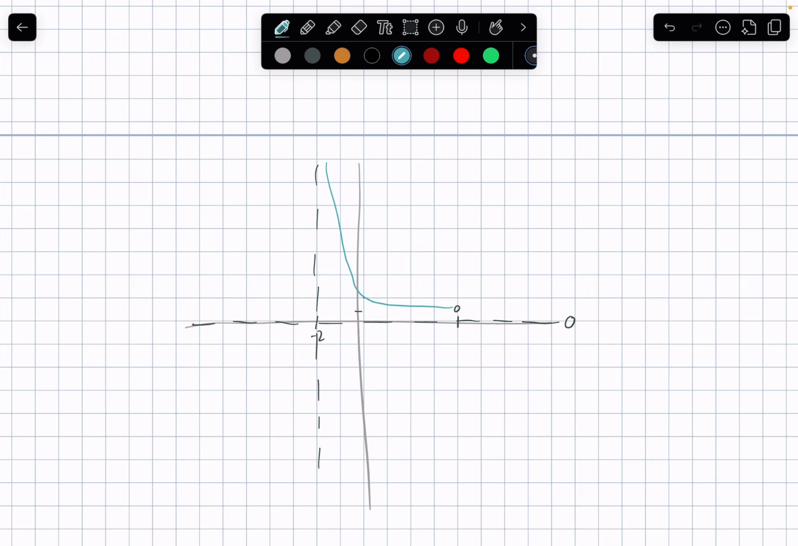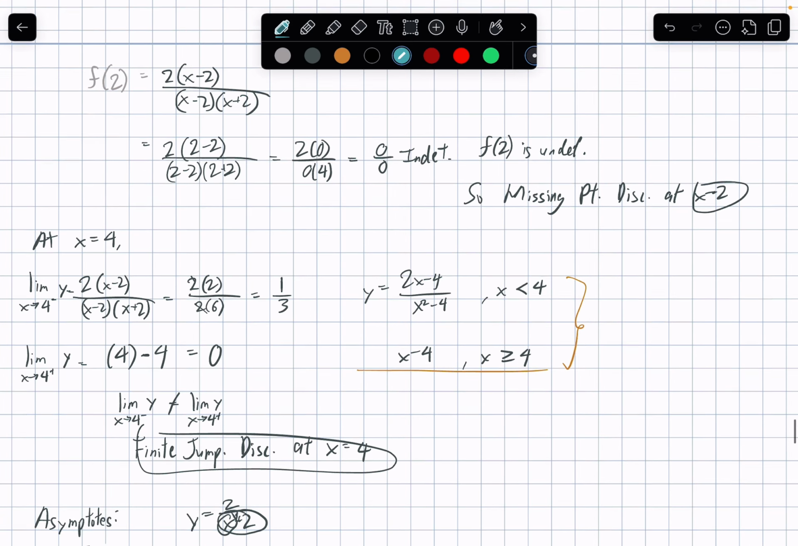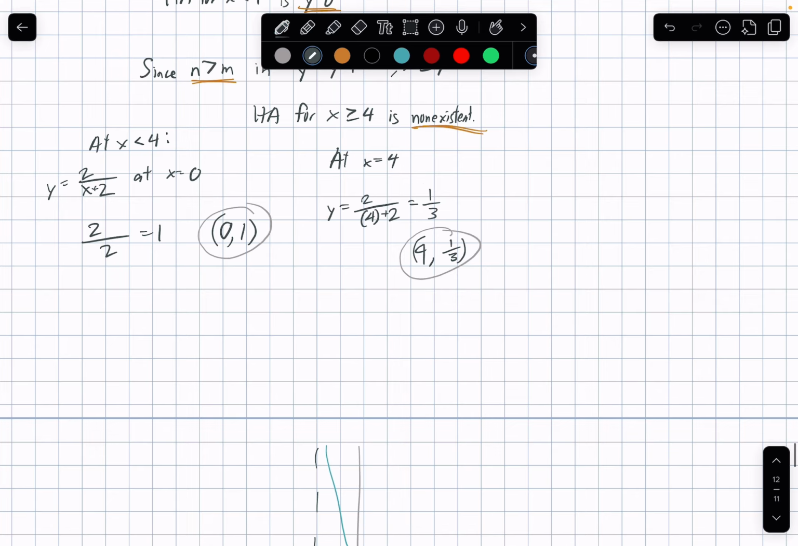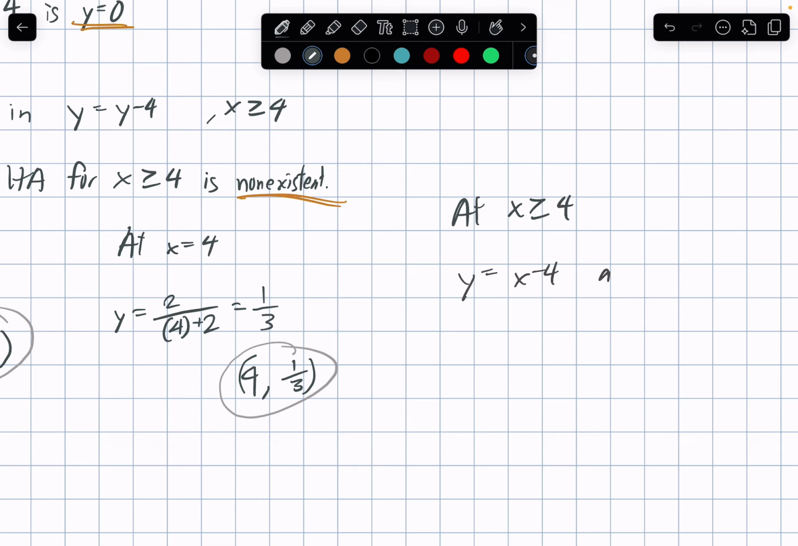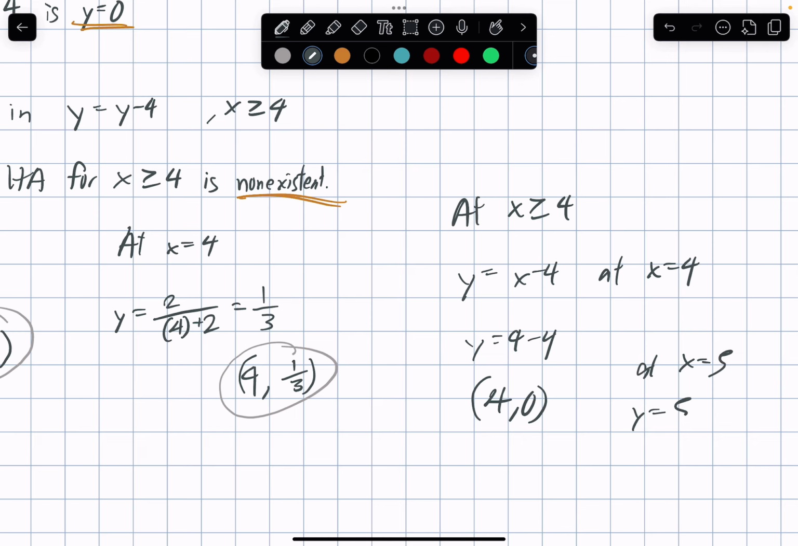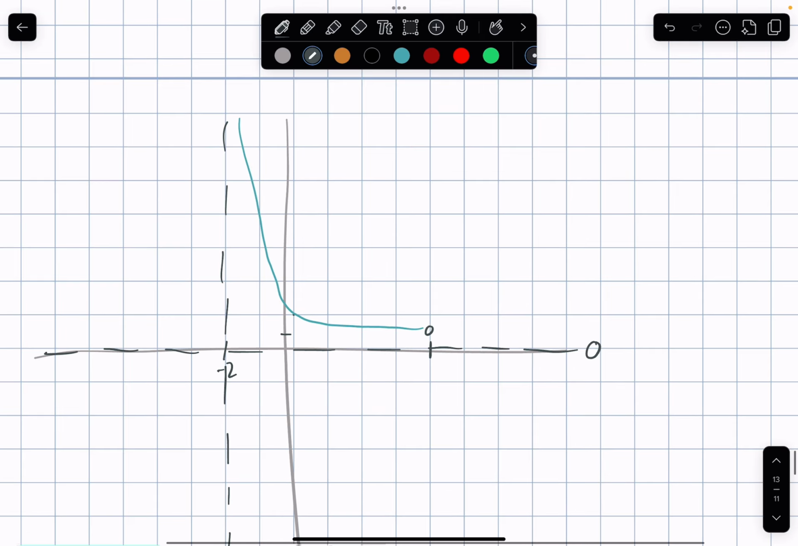And then, let's try finding more points. x is greater than or equal to 4. y is equal to x minus 4 at x is equal to 4. So let's say we substitute 4 as x. So we have (4, 0). How about at x is equal to 5? y is equal to 1. So (5, 1). Okay, so we have 2 more points, (4, 0) and (5, 1).